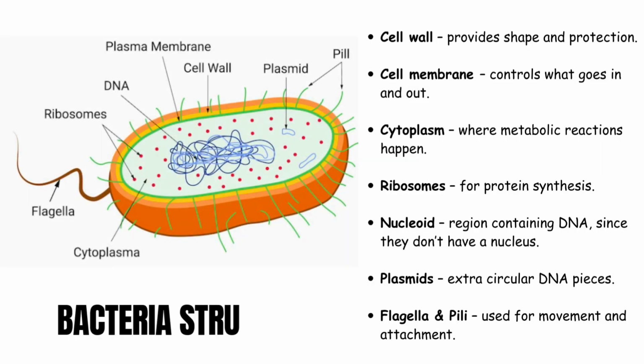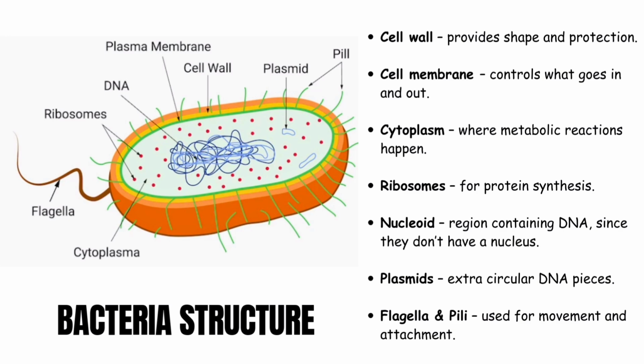Now, looking at the structure of bacteria, we can see it has some important organelles like the cell wall, which provides shape and protection, the cell membrane, which controls what goes in and out of the cell, the cytoplasm, where all metabolic reactions happen, the ribosomes for protein synthesis, and the nucleoid, which is the region containing the DNA. Since they don't have a nucleus, remember they are prokaryotic organisms.